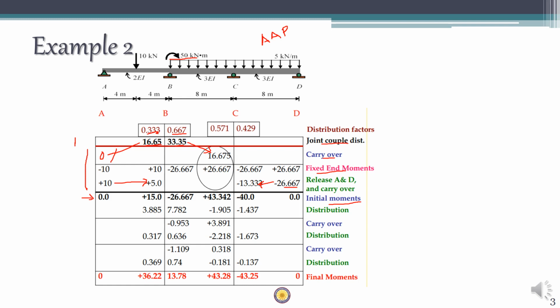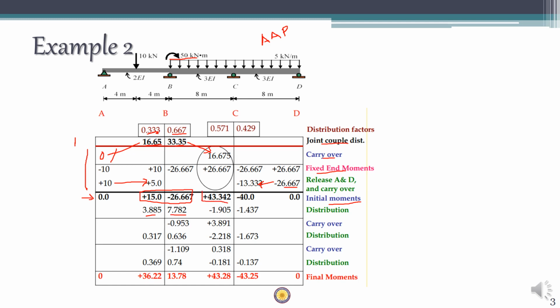Now, in order to do the moment distribution method at joint B, we have these two moments, so there is a net moment of minus 11.667 here. In order to balance it, we apply plus 11.667, which will be distributed as per the distribution factors. So plus 11.667 multiplied by 0.333 will be 3.885, and the same value multiplied by 0.667 will be 7.782. So that's it, we got the first distribution at B. The second distribution will be taken at joint C.